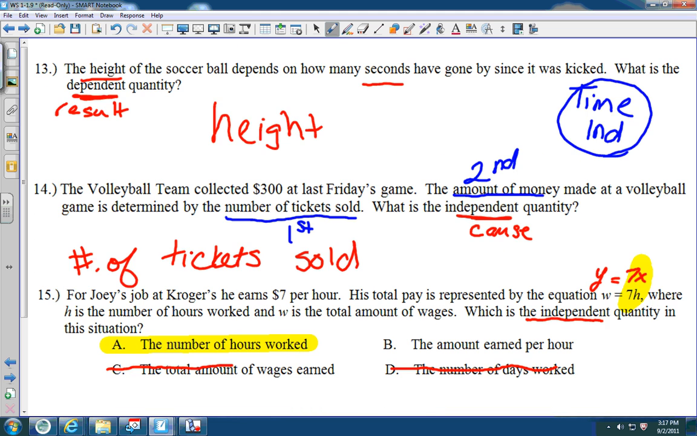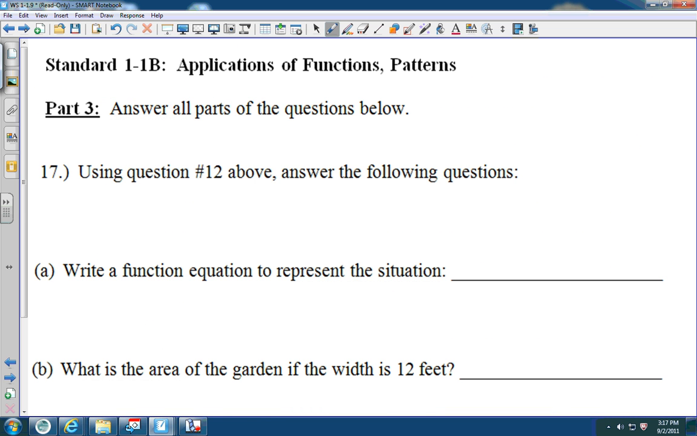Oh, there we go. Let's go here. Write a function to represent the situation. Okay, so let's see here. This is acting kind of funny here.